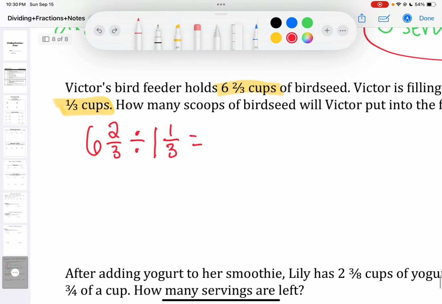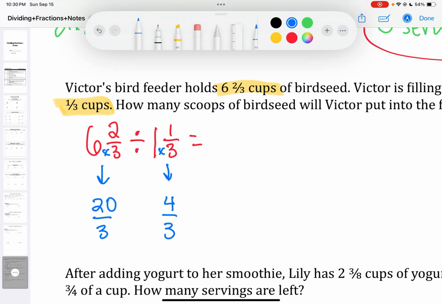So I'm going to turn both of my mixed numbers into improper fractions first. I'm going to keep my denominator the same for both of them. 6 times 3 is 18. 18 plus 2, which we get from this top number, is 20. 1 times 3 is 3. 3 plus 1, which we get from this number, is 4.